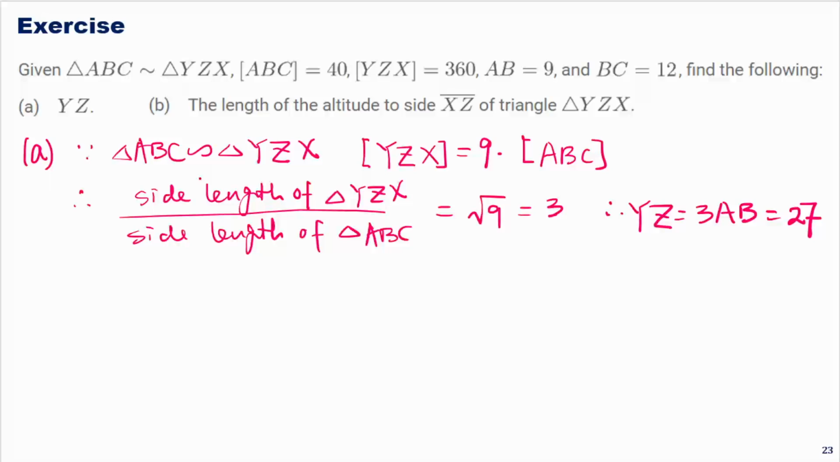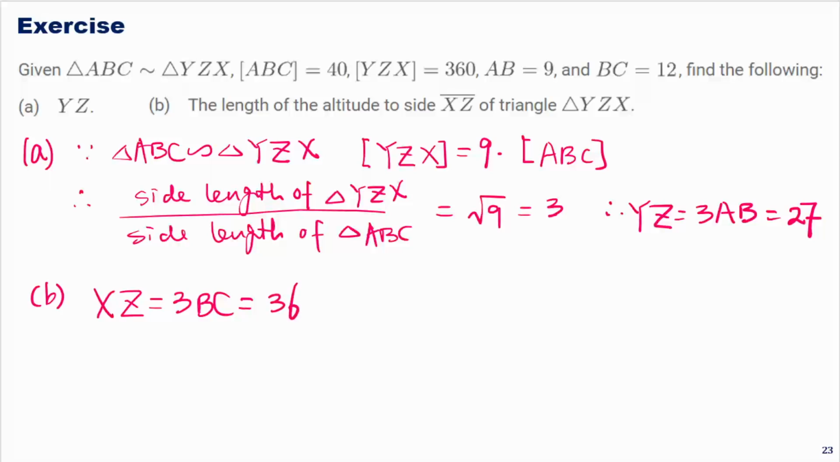Where the order of the vertices in the triangle similarity relationship tells us which side of triangle ABC corresponds to YZ in triangle YZX. For the second question, by the same reasoning as part A, we have XZ equals 3BC equals 36.